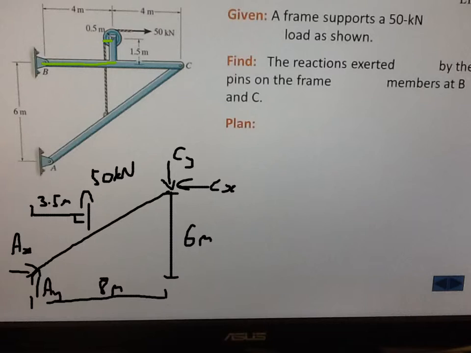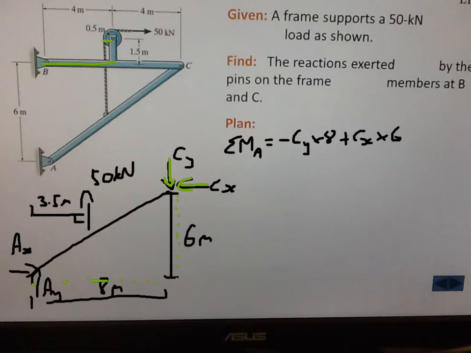So if we want to ignore the forces at A, we can sum the moments at A. The sum of our moments at A is equal to minus CY times 8. So that's CY, it's 8 metres away, and it's minus because it's trying to turn it clockwise. We've got plus CX times 6, that's here, and it's 6 metres away.